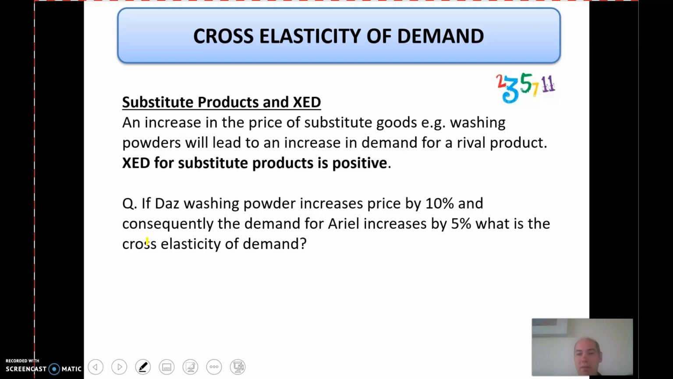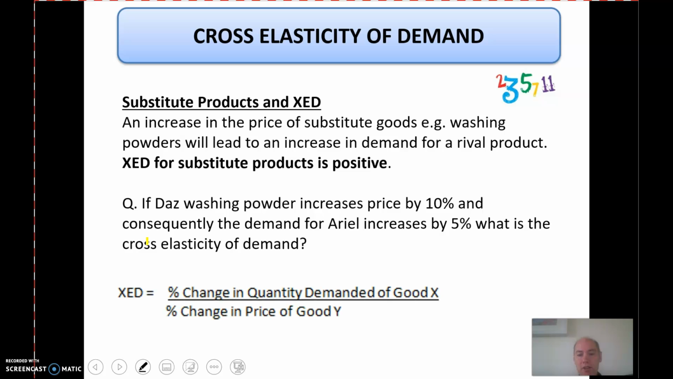Okay, an example of this you've got in your notes. If Daz washing powder increases price by 10%, so Daz becomes 10% more expensive, consumers are going to switch towards another brand such as Ariel by 5%. So what's the cross-elasticity of demand? Put in your equation. The percentage change in price goes on the bottom. Daz increased by 10% and it's led to a 5% increase in demand for Ariel. 5 over 10 gives us 0.5.